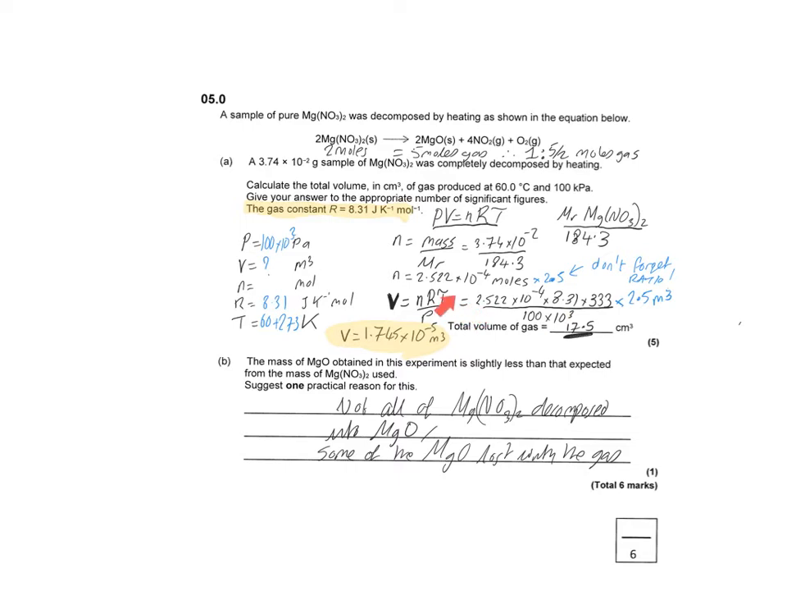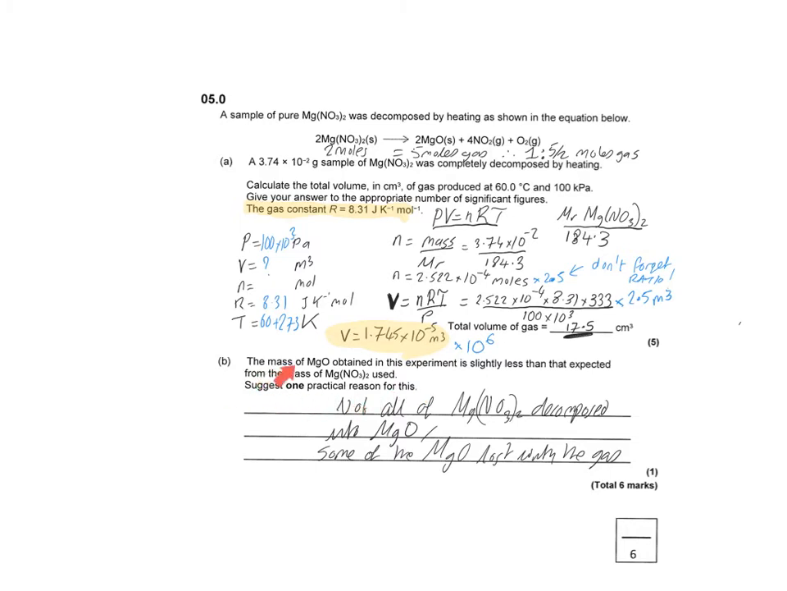So when you put all of that into your calculator, you get 1.745 times 10 to the minus 5 meters cubed. To get it into centimeters cubed, remember you need to times that answer by 10 to the power 6, to get it back into centimetres cubed. So the answer was 17.5 centimetres cubed.